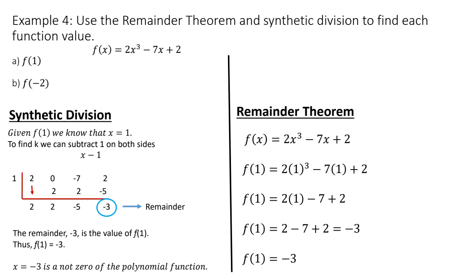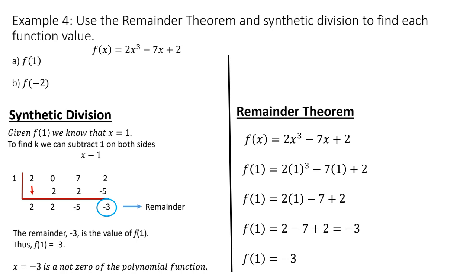But let me use my remainder theorem. If I plug in 1 to this polynomial, 2x cubed minus 7x plus 2, everywhere I see x, I'm going to plug in that 1. So 1 cubed is 1, 2 times 1, and then a 1 times a 7 is a -7, plus 2. So then 2 times 1 is 2, minus 7 plus 2. 2 minus 7 is -5. -5 plus 2 is -3.